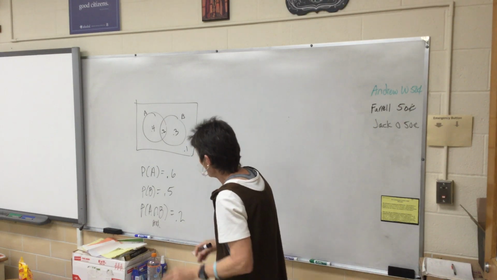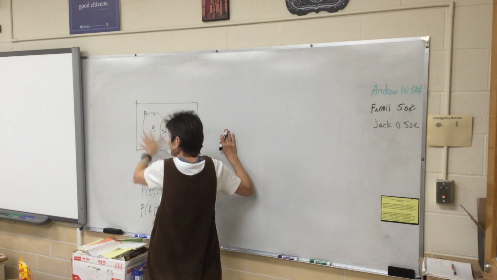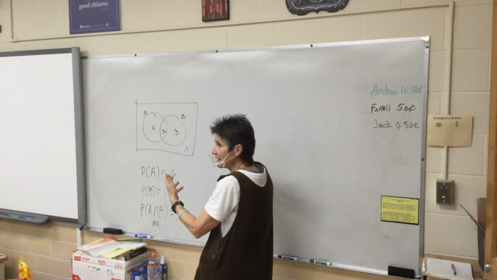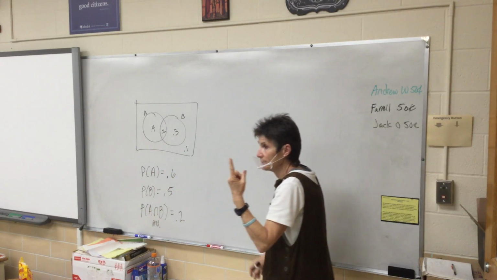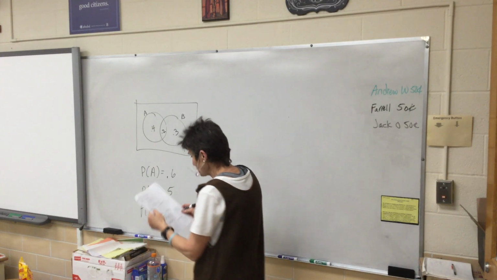Unlike the last problems we did where we had a class of 68, so everything had to add up to 68, when you're doing it with probabilities, everything has to add up to 100% or 1. All right, so now we can answer the questions.